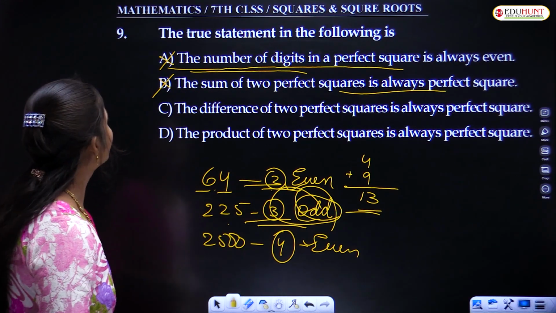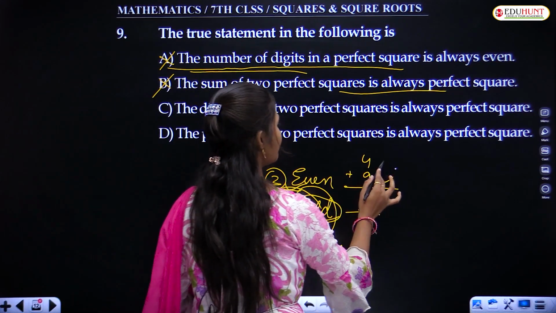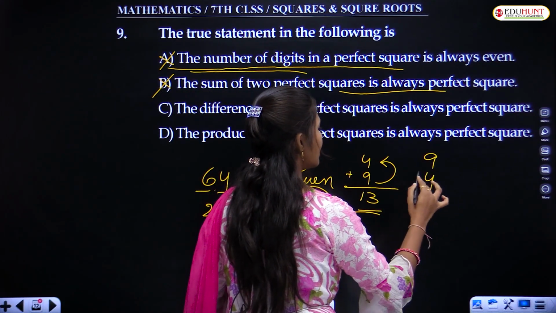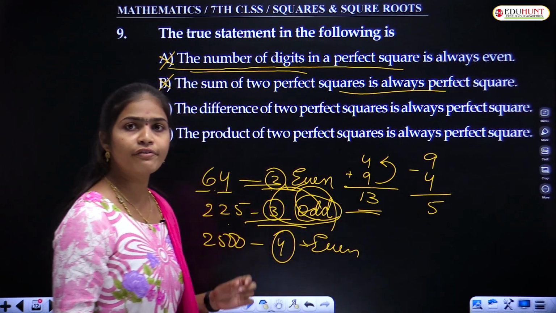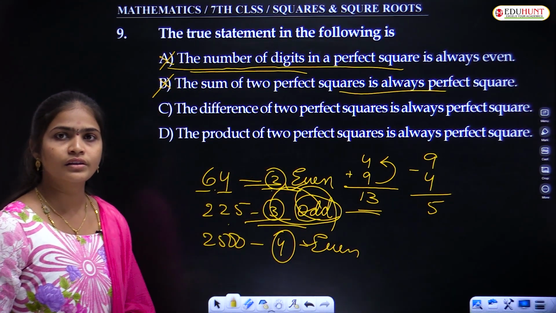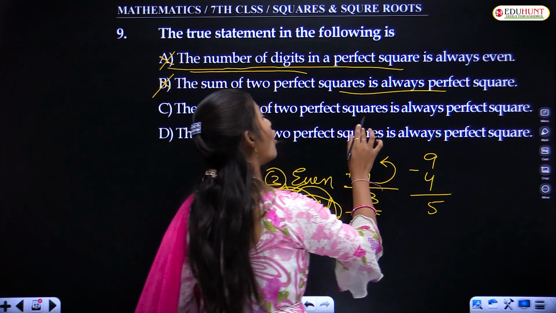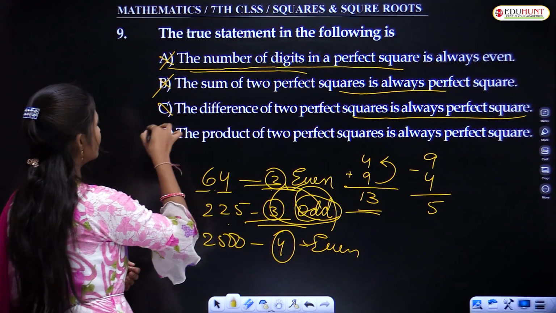Okay, next one, the difference of any two perfect squares. Take the same example here. The difference they are asking: 9 minus 4 is equal to 5. Is 5 a perfect square? 5 is not a perfect square. But again they are saying always a perfect square. So that's why this is also wrong.